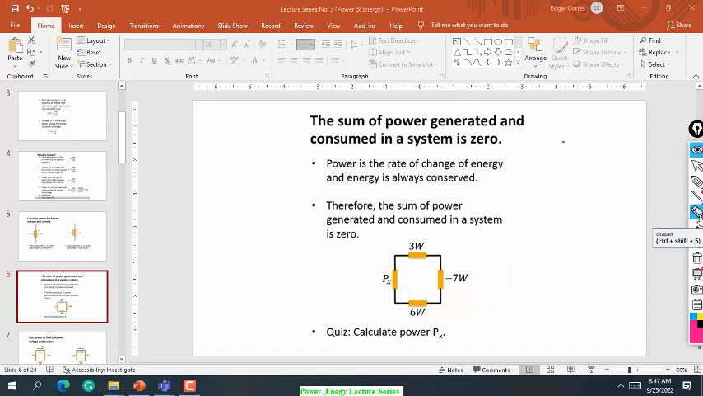So this is the equation: the sum of power within the system is zero. So Px equals plus 3 watts, plus negative 7. Plus or negative, that's algebra, so that is negative 7 watts. Now, plus 6 watts, equals 0.